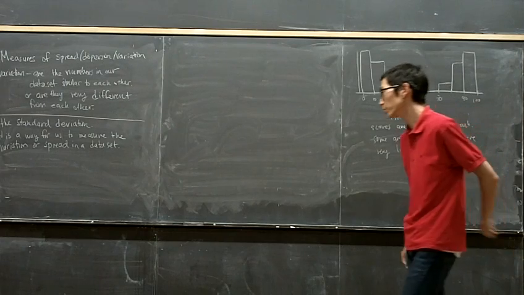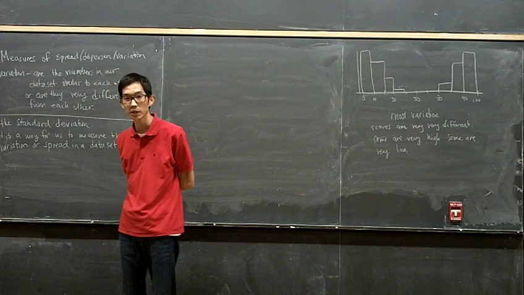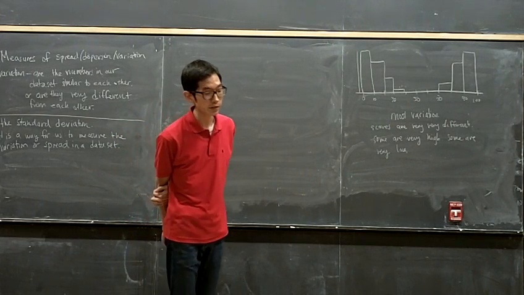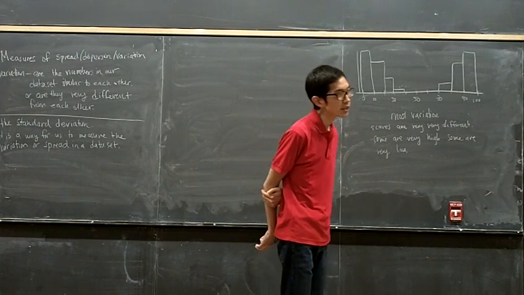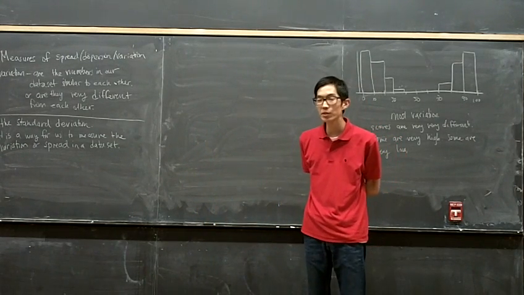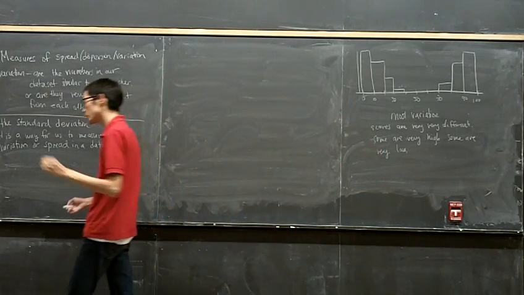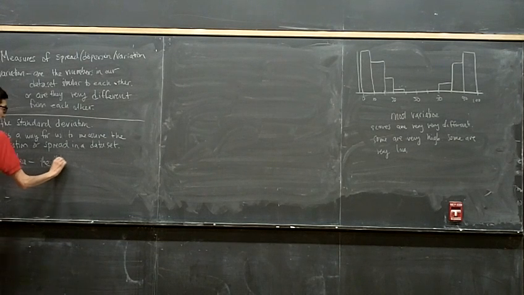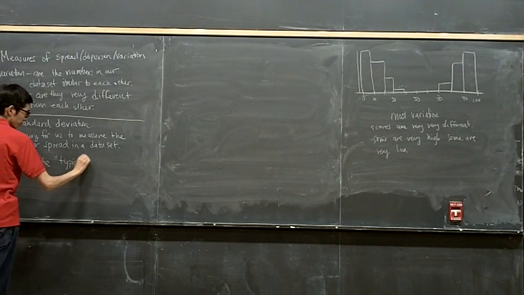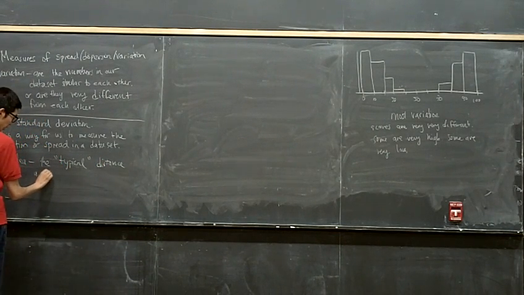So the standard deviation is a way for us to measure the variation or spread in a data set. One way to think of the standard deviation is to think of it as the average, quote, distance or typical distance our points are from the mean. This is a very loose definition. So the idea is the, quote, typical distance a point is from the mean.